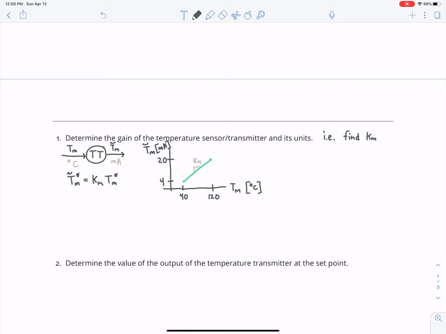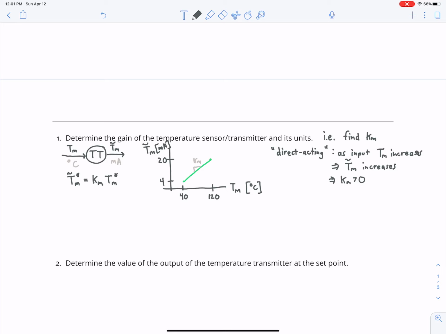All right, and I'll write this down, direct acting. What that means is as the input Tm increases, this implies Tm tilde increases as well. So this is the output, okay? And so what that implies is Km is greater than 0, as depicted in this picture here.